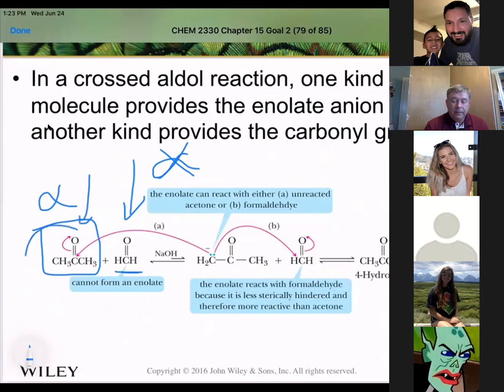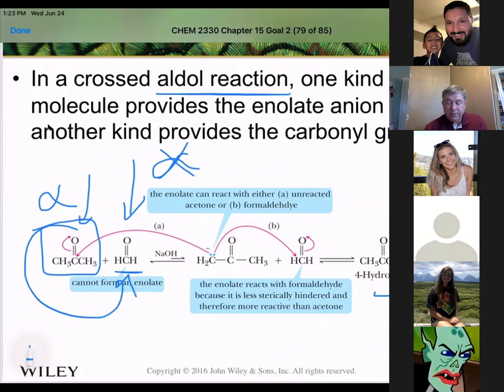Once we form our enolate from this thing, it will only attack this. We get a much more specific reaction. But because this is an aldol reaction, we still make a beta hydroxy ketone. But we only form one possible product, okay?